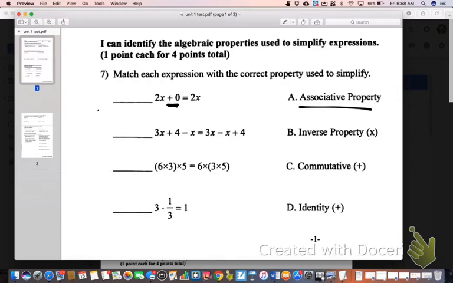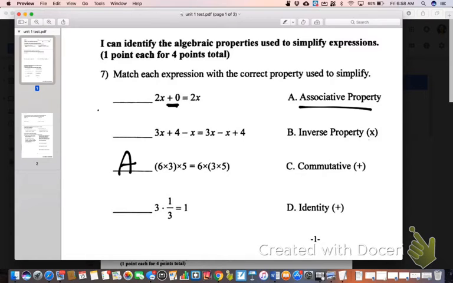Associative property means you're deciding who is actually associated together, like which ones are grouped together. So that's why it's this one right here, because you notice that 6 times 3 is associated on the left side inside of those parentheses, and then the parentheses move over, and now 3 times 5 are kind of like grouped together or associated together. Associative property is when nothing changes except the parentheses move around. So that one is A.